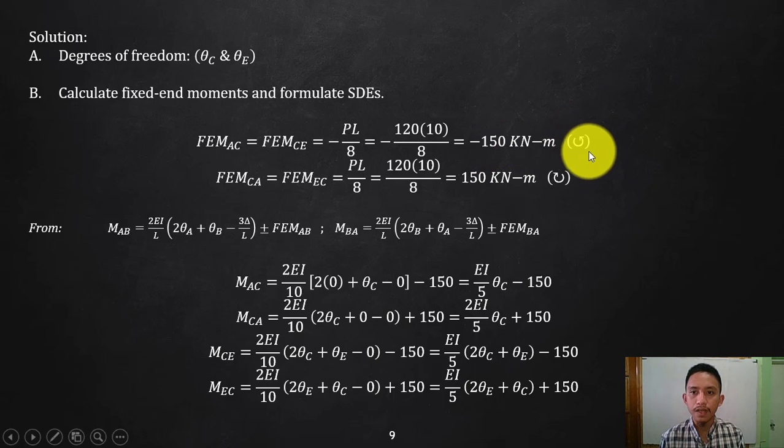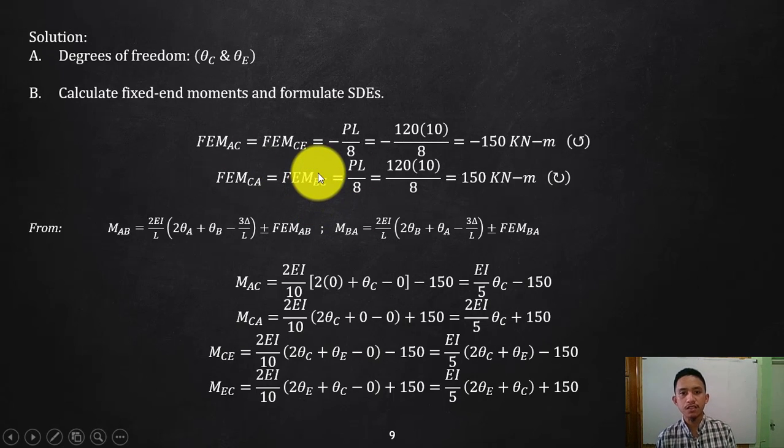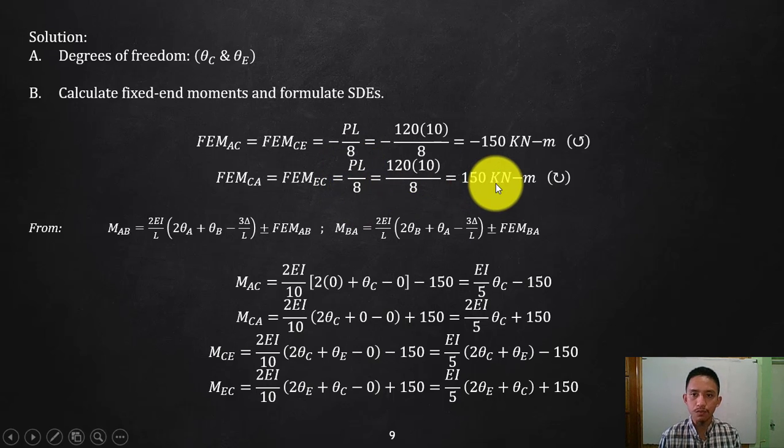Okay, so we need to follow again our sign convention. Then your other end of member AC, which is your CA, that is the other end C, and for member CE, the other end is point E. So all we need to do is reverse the direction, but that will reflect on the sign. So this will just become positive PL over 8, so that is positive 150. So positive again is clockwise. So these are your fixed end moments.